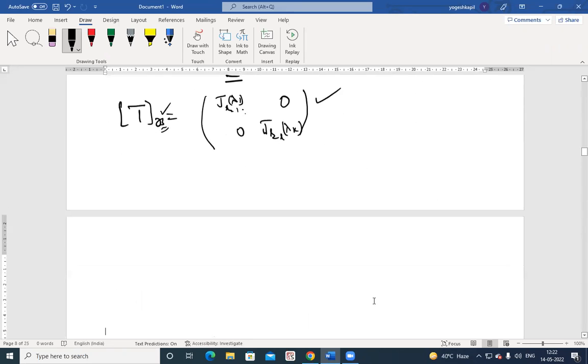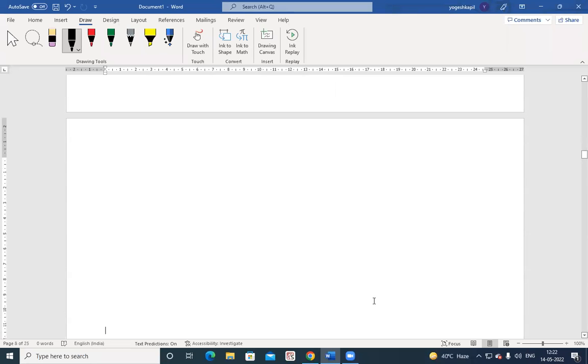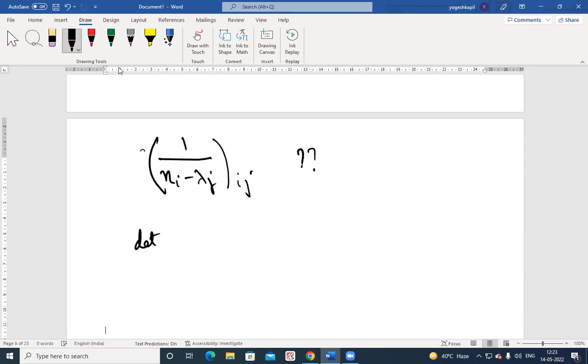Right. Let me now start with something more here. Look at this matrix. Can you say something about this? I have just switched to another problem. So I ask about the determinant of this.